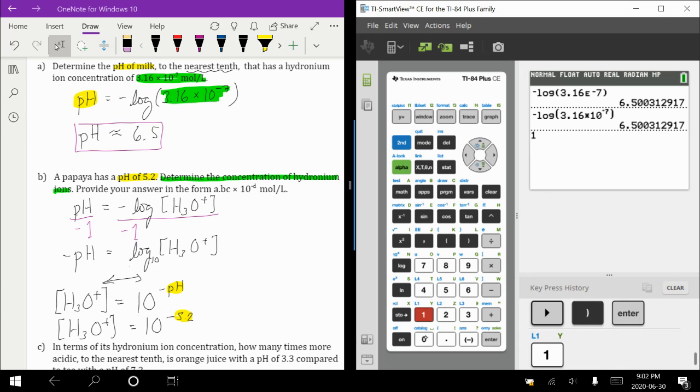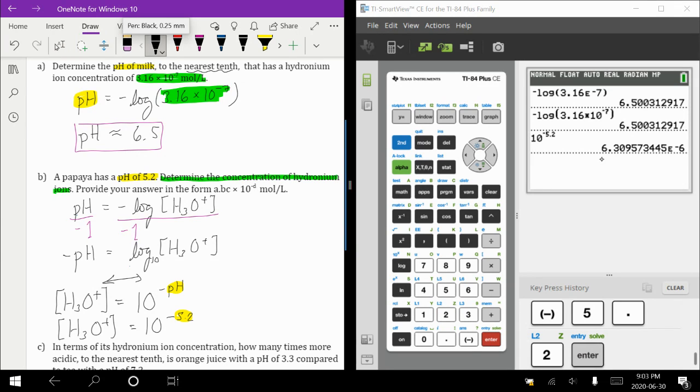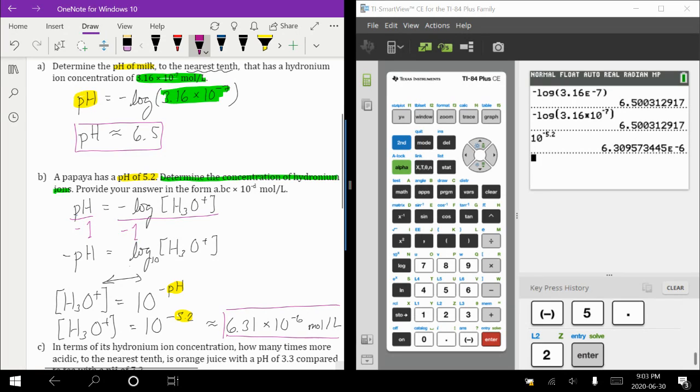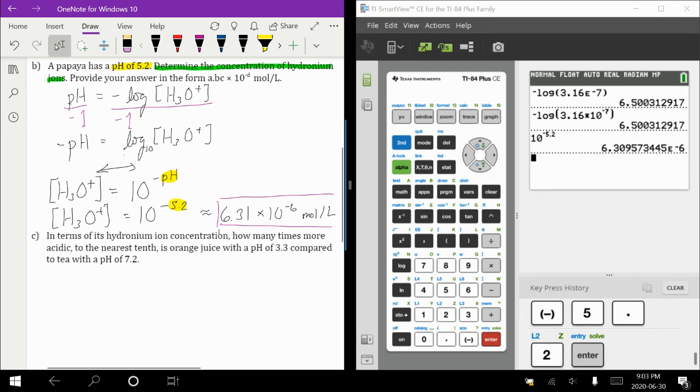Let's go to the calculator and type that in. 10 to the power of negative 5.2 gives us approximately, make sure you don't just look at the first few digits. At the end, you see the e to the negative 6. That means times 10 to the negative 6. So in the form specified, we're going to write down 6.31 times 10 to the negative 6 moles per liter. And now we are on to part C.